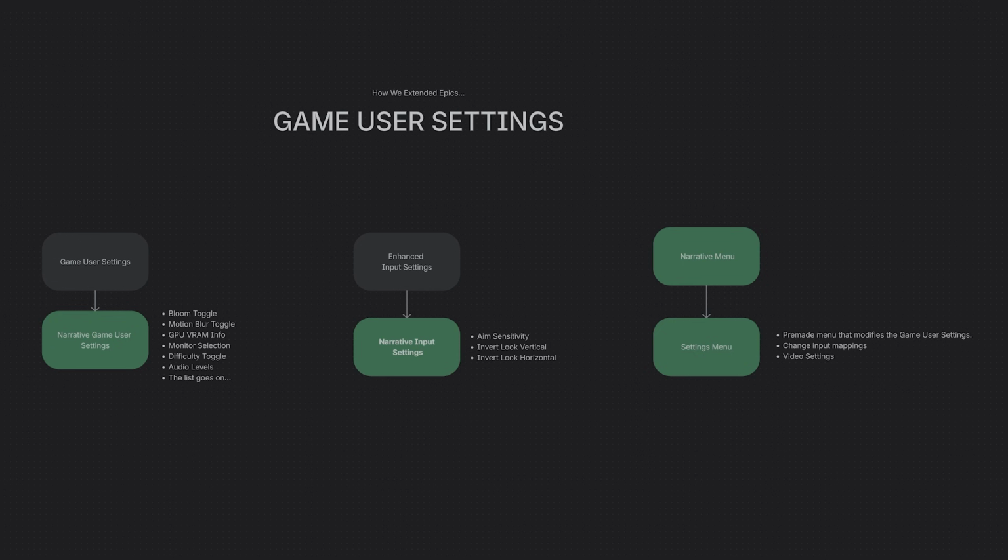All right, next we're going to talk about game user settings. This is a feature that comes with Unreal Engine, and Unreal Engine by default has some basic settings, but not actually as many as you might want. And so Narrative Game User Settings extends it to add things like audio levels, difficulty toggle, monitor selection, GPU and VRAM info, bloom toggle, motion blur toggle, huge amount of other settings. And we also have narrative menu, which we just talked about, but we extend a settings menu off of that.